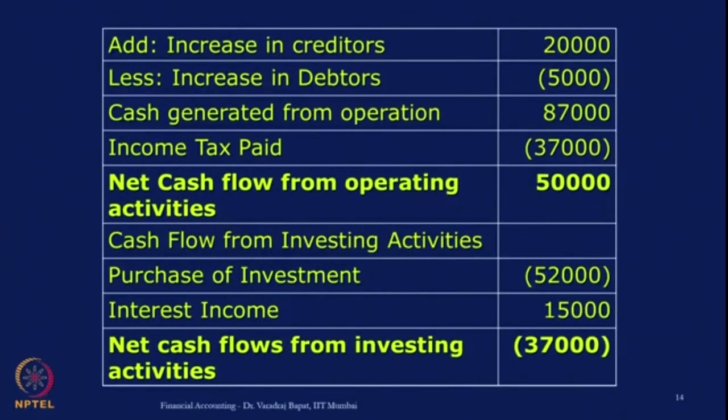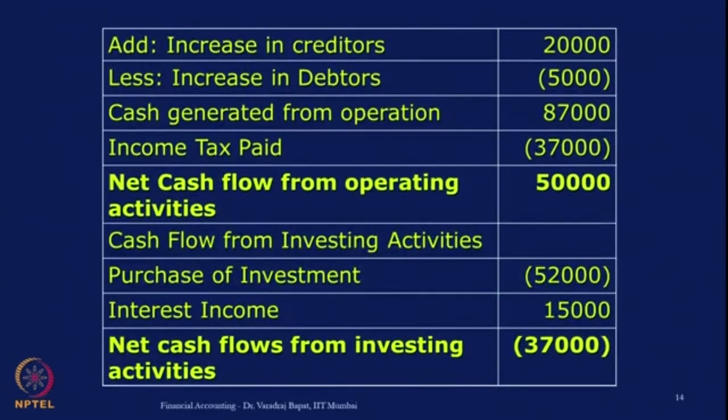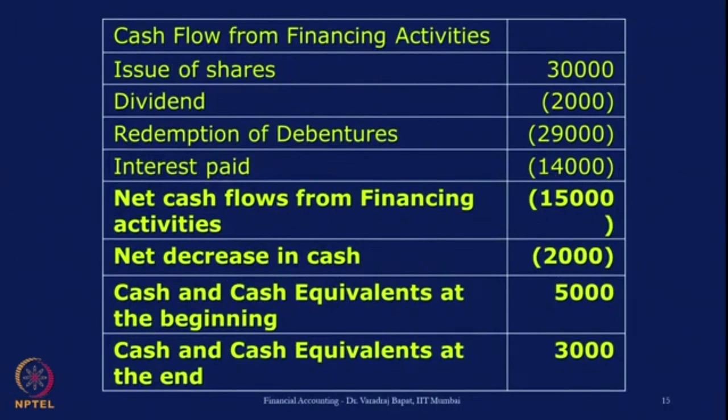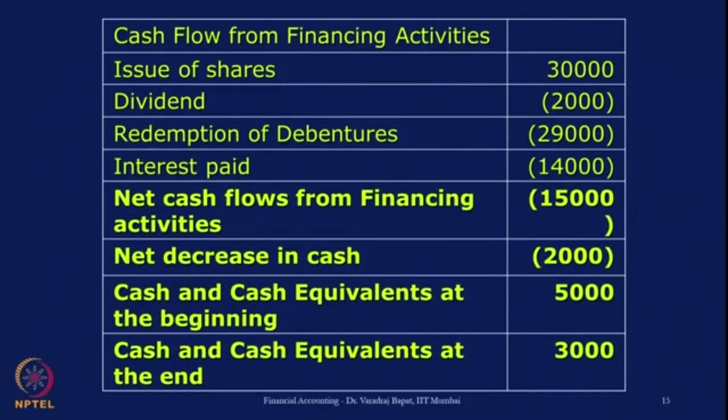Now the total of all the three items. So we had taken 50,000 as operating activities and minus 37 as a flow from investing and minus 15 as a flow from financing. If you add these three, there is a net reduction of 2000. So net decrease in cash. Then go to the balance sheet. Balance sheet has an opening bank balance of 5000 and closing balance of 3000. So if you take minus 2 plus 5, you will get 3000. So here the cash flow statement tallies.